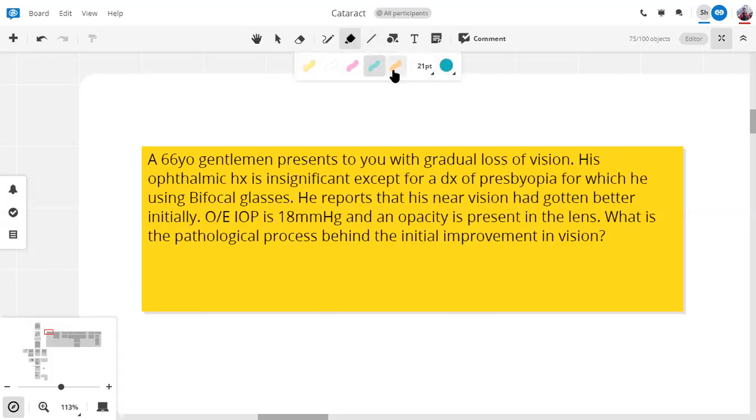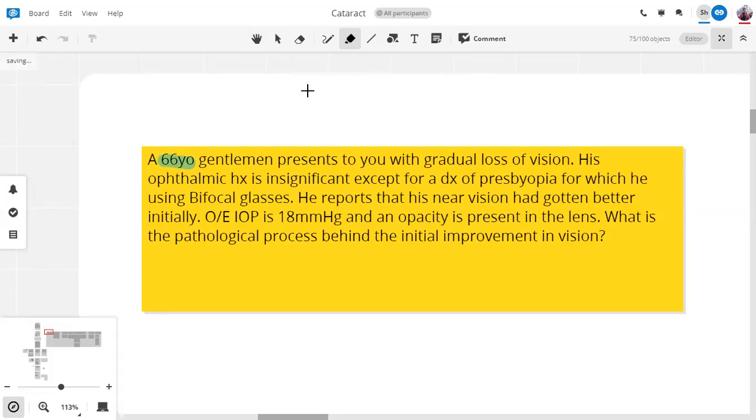I'll highlight them now. Let's start. What is important? Age. So the first thing is age.